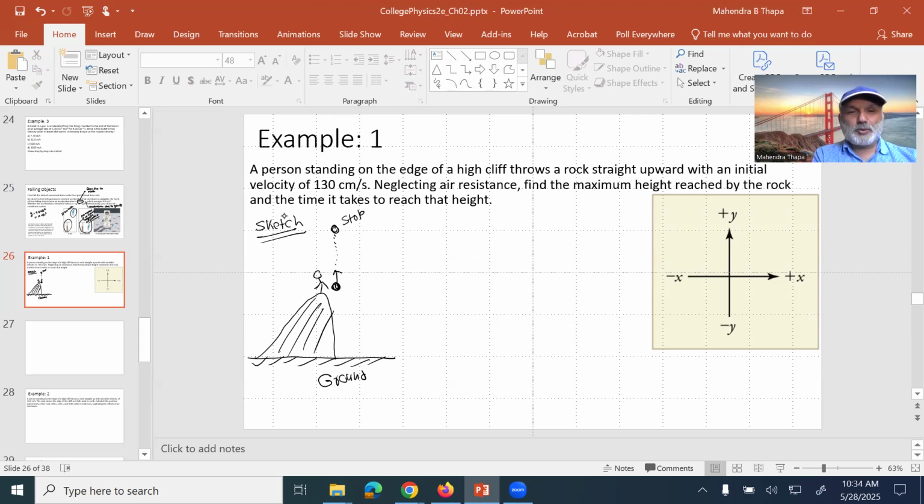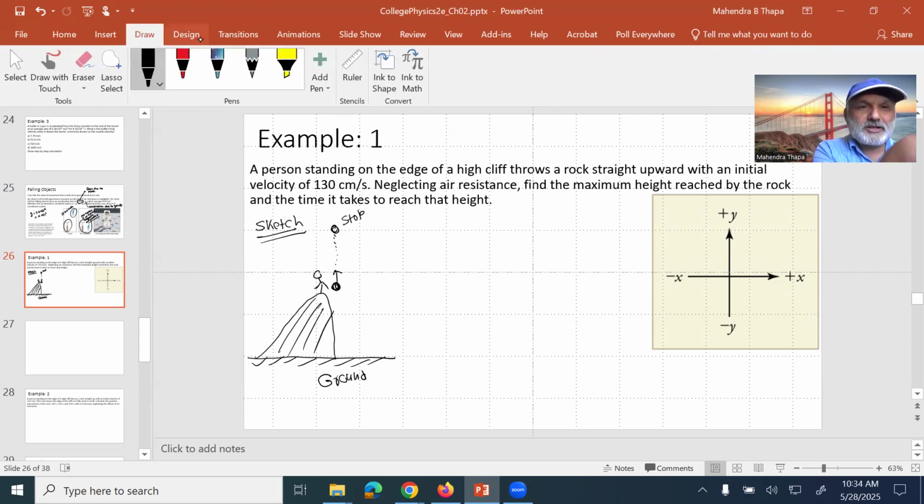Then we need to define the coordinate system. If I choose my origin at this point, I will consider this my x-axis and this my y-axis. If I choose this coordinate system, this is the maximum height attained by the stone. I want to figure that out, and the time taken by the stone to reach the maximum height. Okay, so we have to write the given information here.